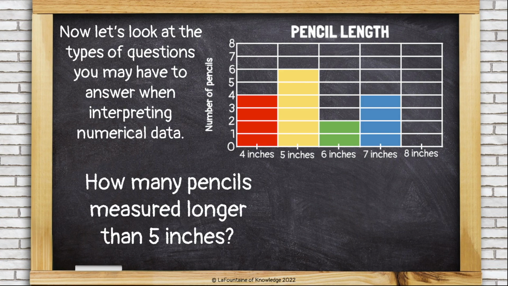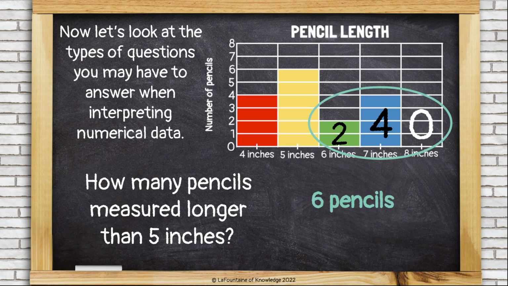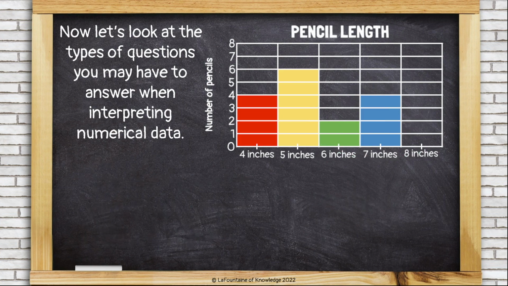That one's pretty easy. How many pencils measured longer than 5 inches? So that means 6 inches, 7 inches, and 8 inches. All of those measurements are longer than 5 inches. That's 2, 4, and none of them measured 8. So let's add them all together. 2 plus 4 plus 0 is 6 pencils. 6 of these pencils were longer than 5 inches.